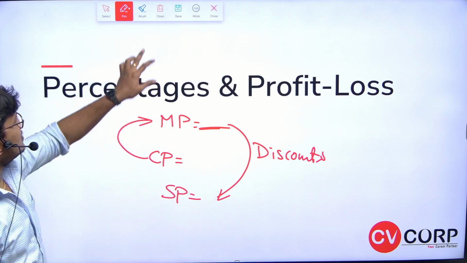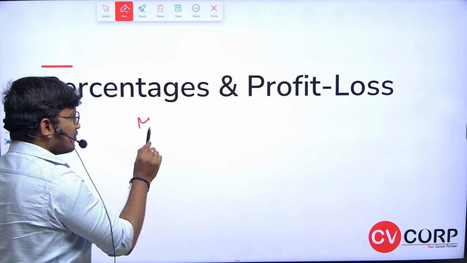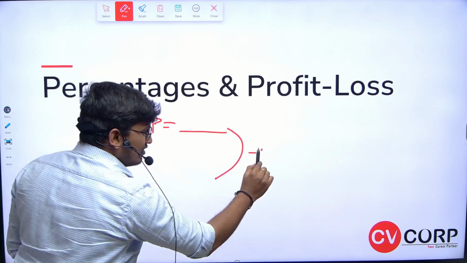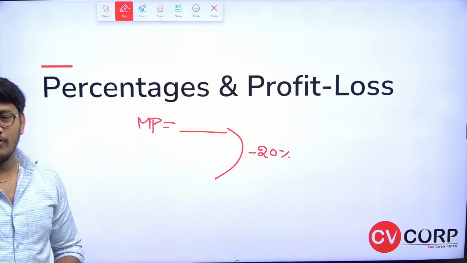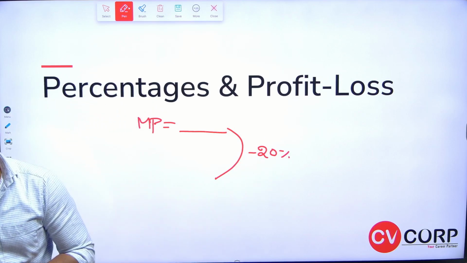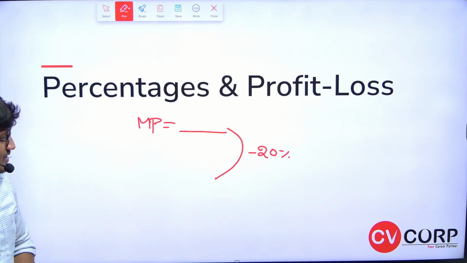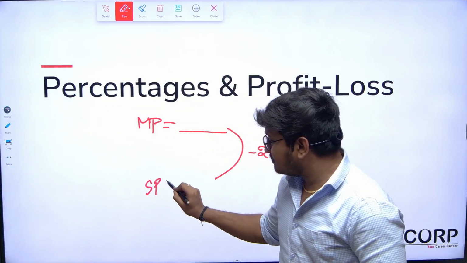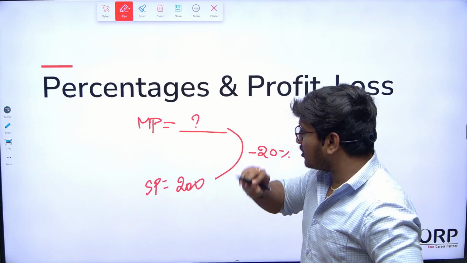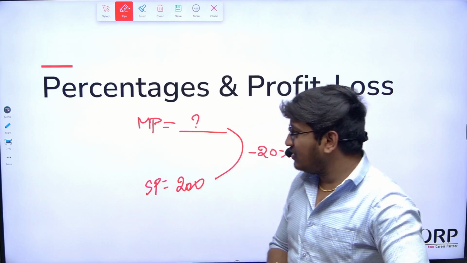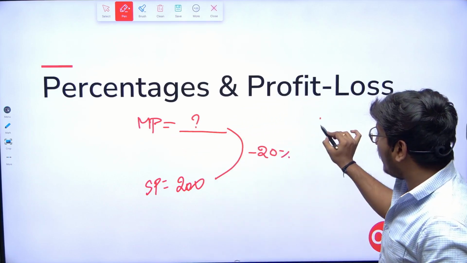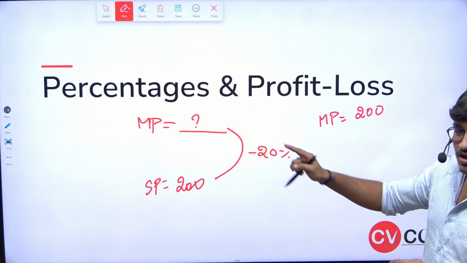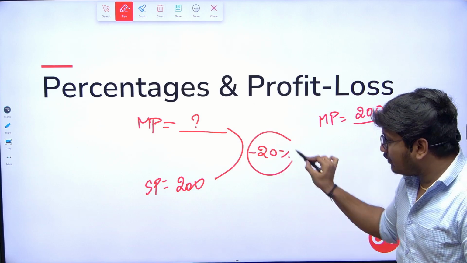I told you one simple way to calculate. I hope you might have remembered that example. You have a market price and I'm giving a discount of 20%. Let's say after giving a discount of 20% from market price, you are getting a selling price of 200. What should be the market price? I said one simple point on how to calculate this: market price is equal to the selling price, here we have 200. So selling price divided by, so a 20% discount is given, right?